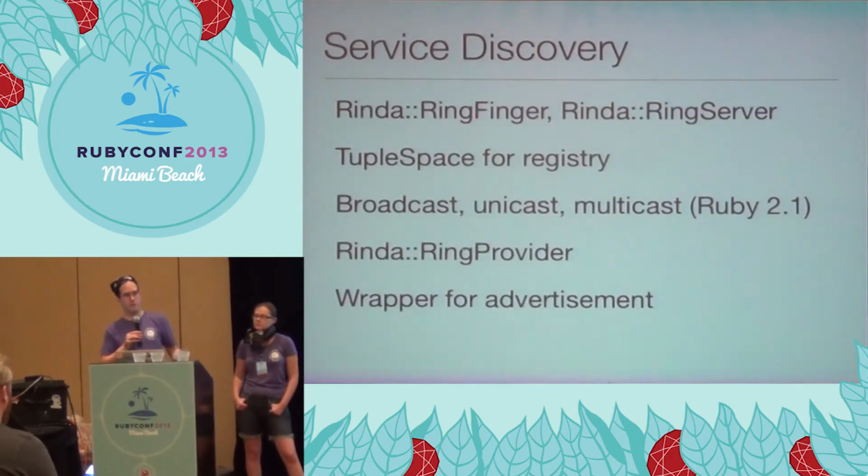And then on top of the tuple space, Rinda provides service discovery through the Rinda Ring library. And so it coordinates between processes using broadcast or unicast UDP messages, with multicast support coming in Ruby 2.1. And it holds the tuple space used for all the communications. And then there's also the RingProvider, which is a wrapper for advertising your service into the tuple space.